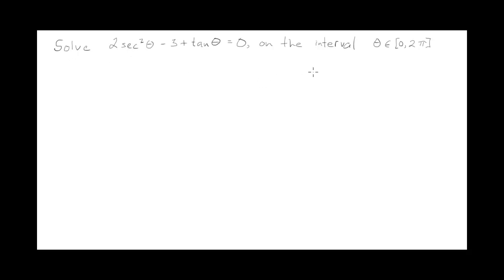And the way you're going to change one to the other is using an identity. So you have to find an identity which relates secant and tangent. And the identity we have is that secant squared of theta is equal to 1 plus tan squared theta.